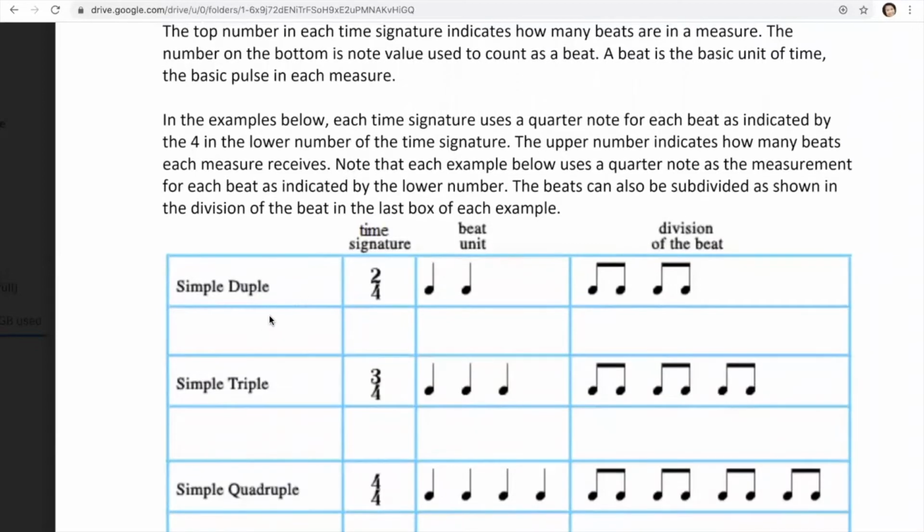The number on the bottom is the note value used to count as a beat. A beat is the basic unit of time and the basic pulse in each measure. For example, in all of these examples of the simple duple, triple, and quadruple, this 4 tells us that each beat is represented by quarter notes.